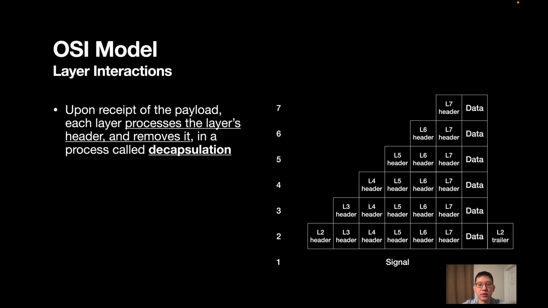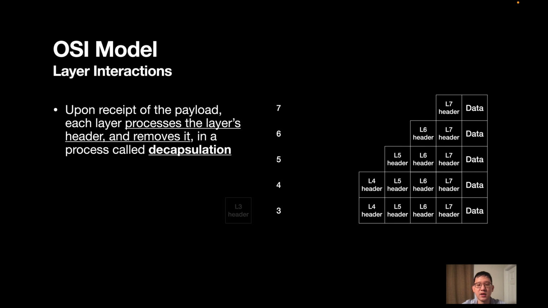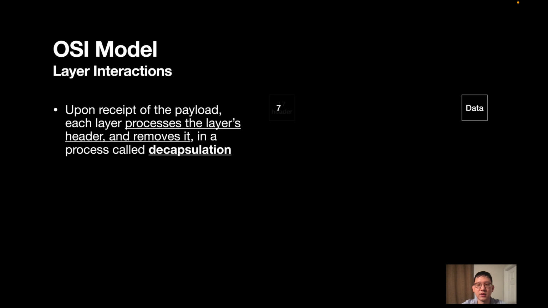Let's visualize how this works. So at layer 1 at the destination, it's going to receive the signal. Then it's going to take that signal and turn it into a payload that it will pass to layer 2. At layer 2, it's going to take off the layer 2 header and trailer to process it and pass the payload into layer 3, and so on until it gets to the raw data. So that's how the layers in the OSI model interact, and this also applies to many other layered model approaches.